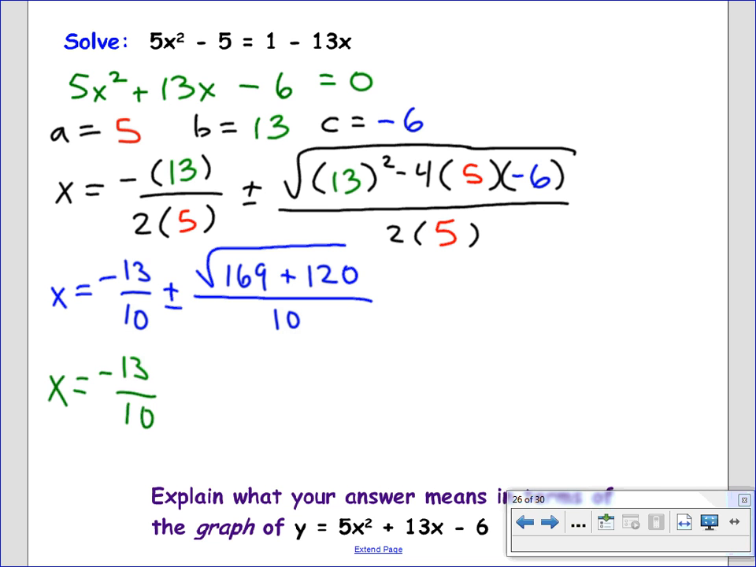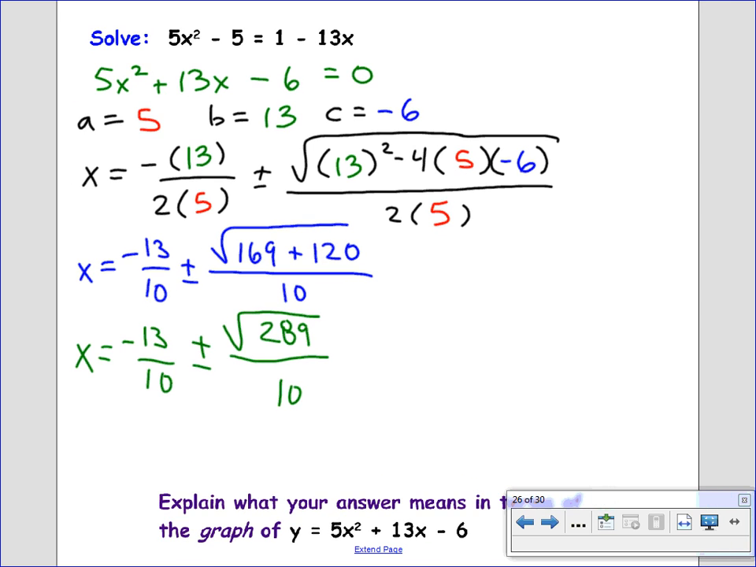Let's figure out my distance. The math woman is going to walk along the x-axis to the left or to the right to get the x-intercepts. So let's jump inside the radical. Here we go. 169 plus 120 is 289, and I believe that's a perfect square, so this should simplify nicely. All over 10. We'll keep going. So x equals -13/10 plus or minus, and let's simplify that square root of 289.